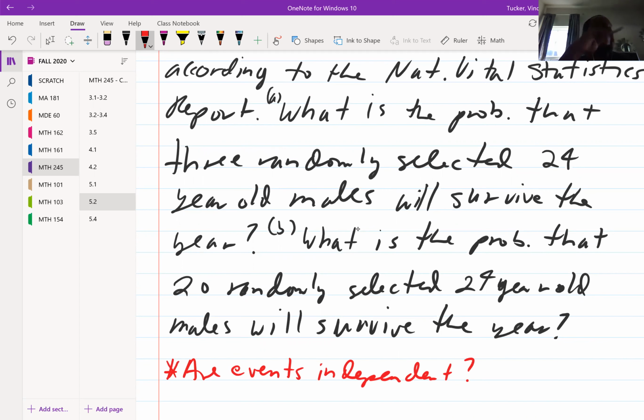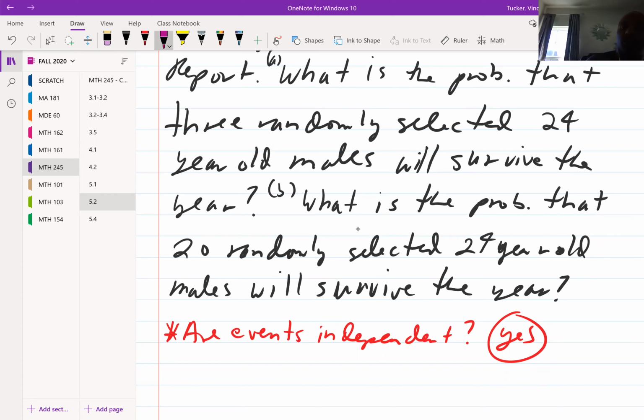When you go about looking at this problem, the first thing you need to do is ask yourself, are the events independent? In other words, does one 24-year-old male surviving have anything to do with another 24-year-old male surviving? None at all. So are the events independent? The answer is yes. Since they are independent, then we can use our relationship of multiplying the probabilities together. So let's go ahead and do that.